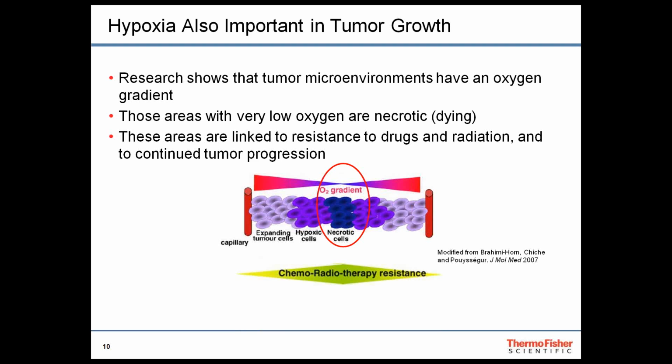And these necrotic cells are linked to resistance to chemotherapy drugs and radiation, and they are linked to continued tumor progression. So this is an example of how the cells are in different microenvironments with different oxygen concentrations depending on where they are located in the tumor or organ. So the take-home message here is that cells that are cultivated at low oxygen better mimic in vivo conditions.